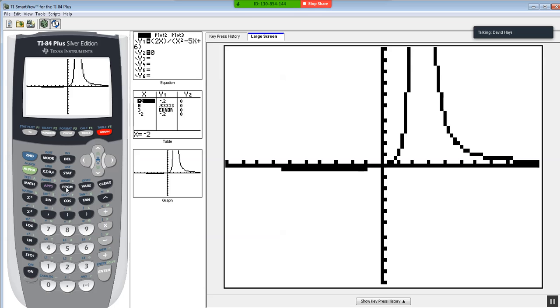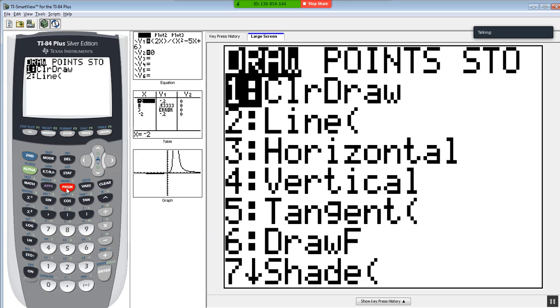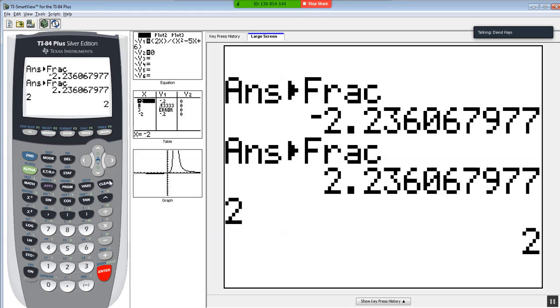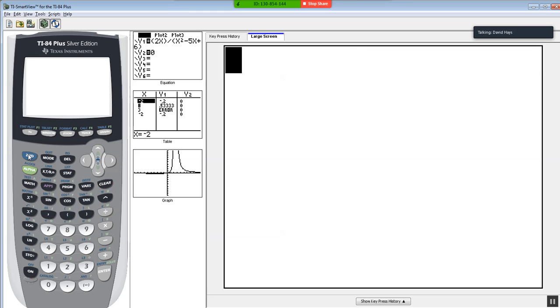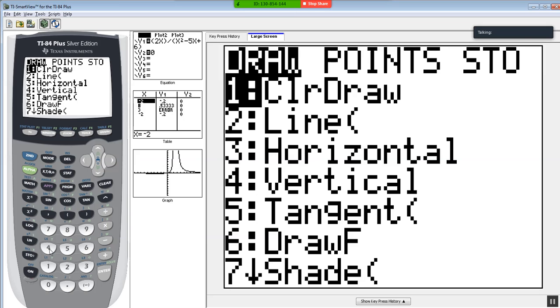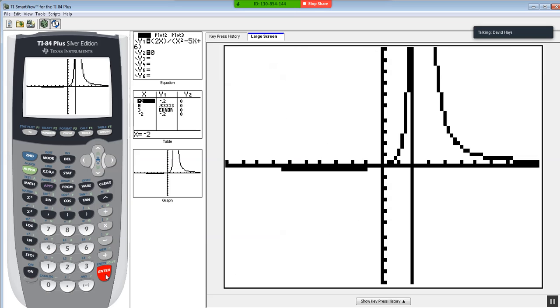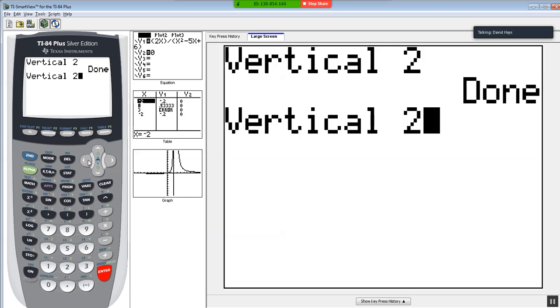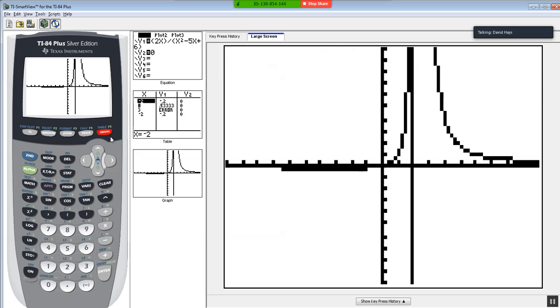Now just for fun, let me go to my draw menu, and I choose vertical, and I'll put 2 in. See, there's my vertical line, x equals 2. It'll be skimming it at that point. Now, if I did the same thing for 3, it may not be so obvious to see on that one. If I graph that, okay, enter. There it goes.